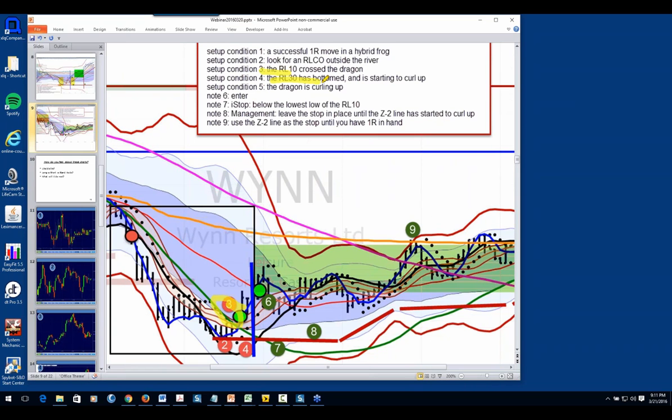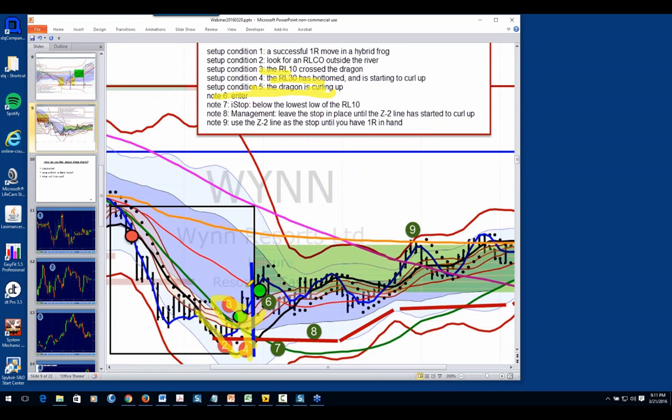Number 4, the RL30 has bottomed. Here's the RL30. It gets flat and starts to curl up. Here's where it's already started to curl up in 4. Condition 5, the dragon is curling up. It is right here. That's number 5.